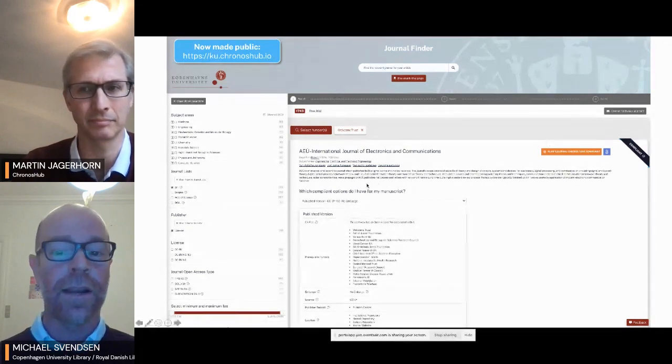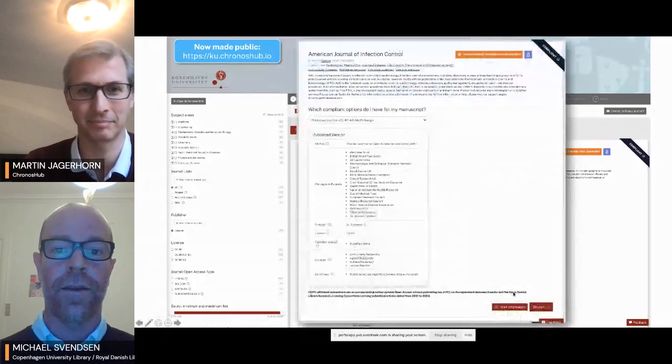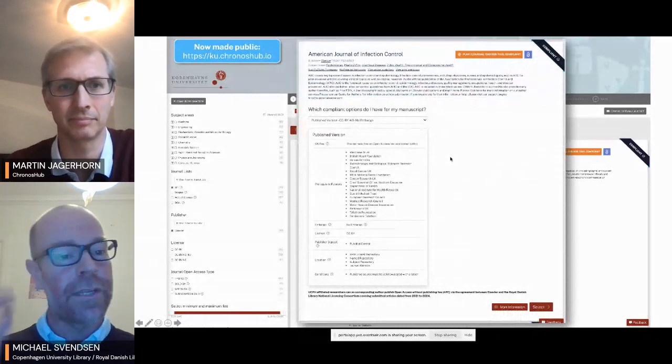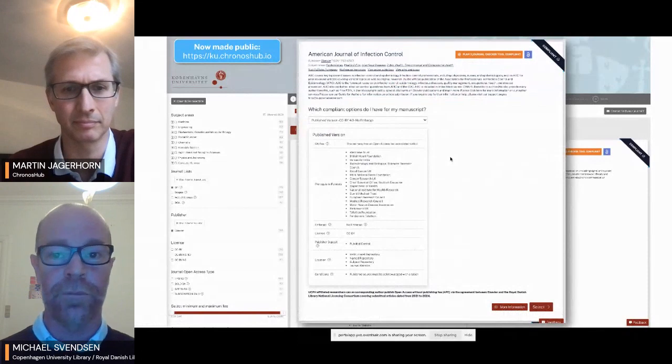And then what I really like about this is that there is a lookup in the Sherpa Romeo database, giving the exact conditions for different versions of a publication, that being the early version, the accepted version, or the publisher version. And that's really, really essential information to give to our researchers.